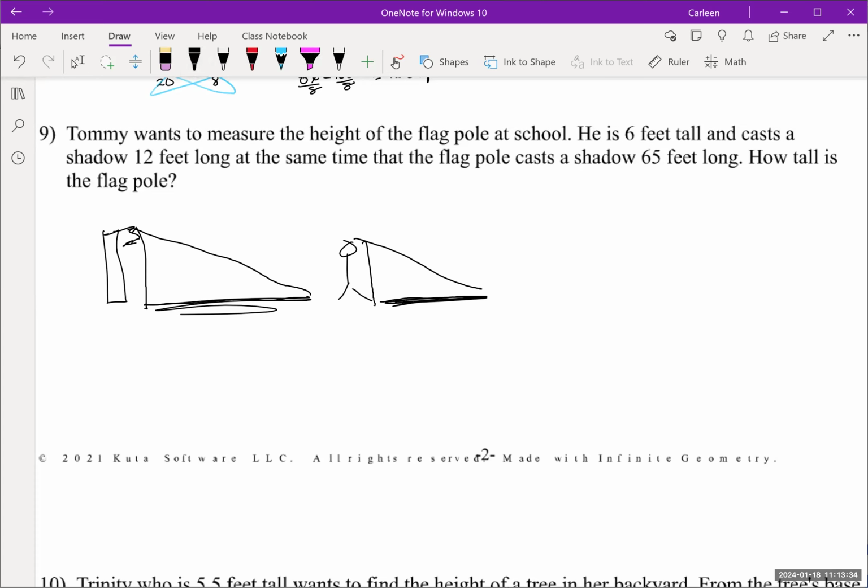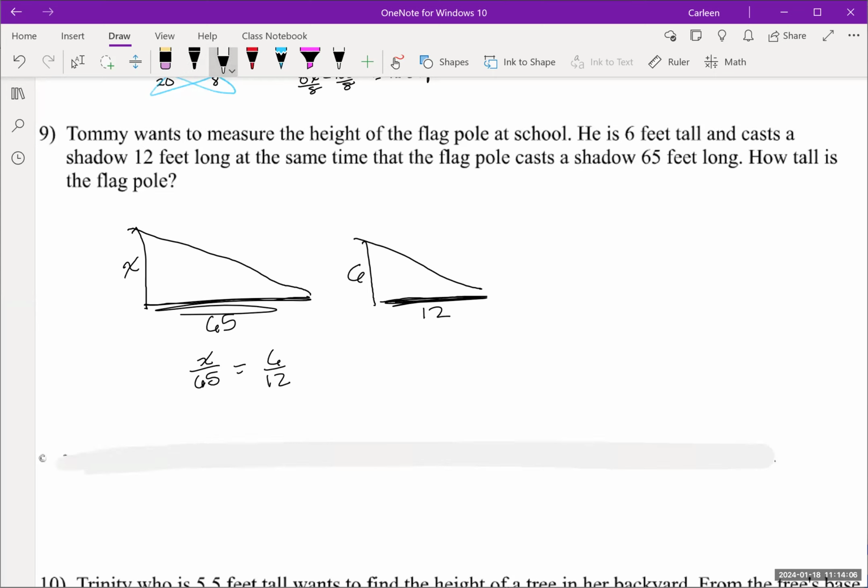Now some of you can already see the proportion. Tommy is 6 feet tall. His shadow is 12 feet long. The flagpole we don't know, and its shadow is 65. So we could see the proportion fall out of the picture. X is to 65 as 6 is to 12. Not too bad.